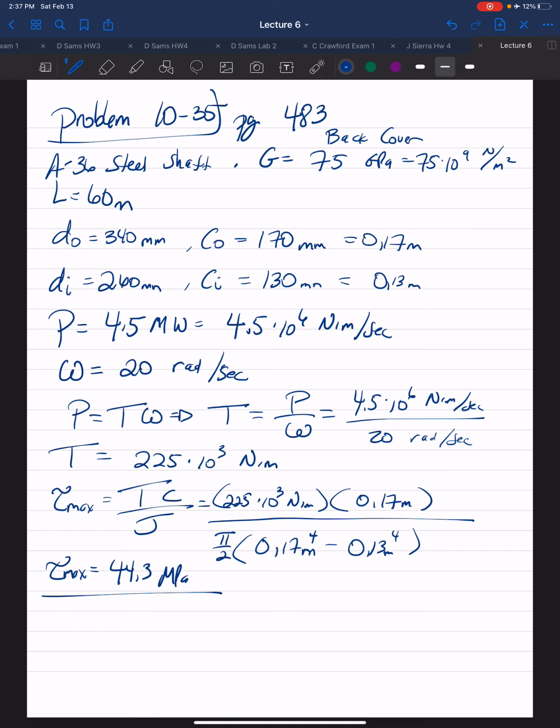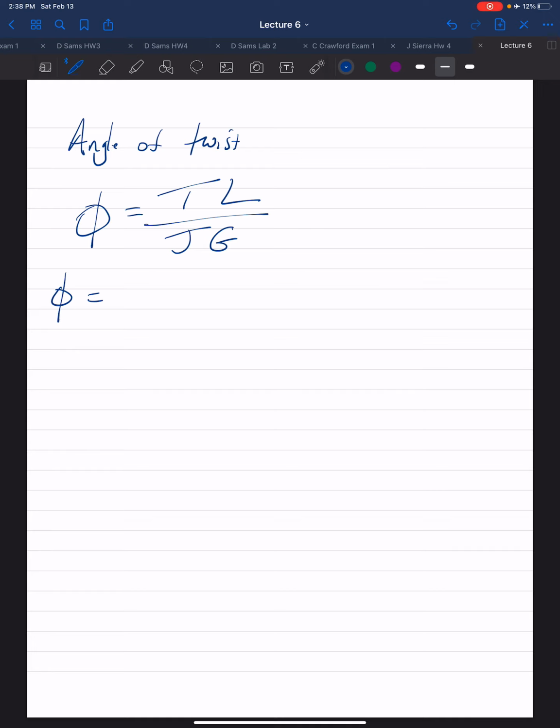So now for the angle of twist, phi is your torque times your length over your polar moment of inertia times your modulus of rigidity. So our torque we determined was 225 times 10 to the 3 Newton meters. The length here is 60 meters.